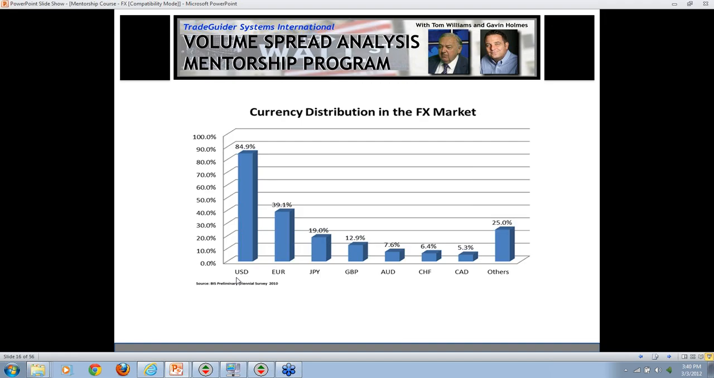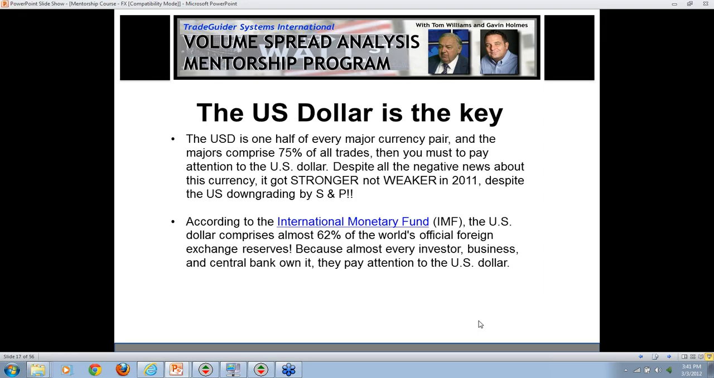So if you look at the chart there, you'll see the US dollar, and then we move down from there, the US dollar and the euro are the two main, the largest. But I like to trade the yen and the Aussie as well, and they're up there as well, look. So I'm nearly 25%. So you can see here that the US dollar is the key. The US dollar is one half of every major currency pair, and the majors comprise 75% of all trades. So you must pay attention to the US dollar.